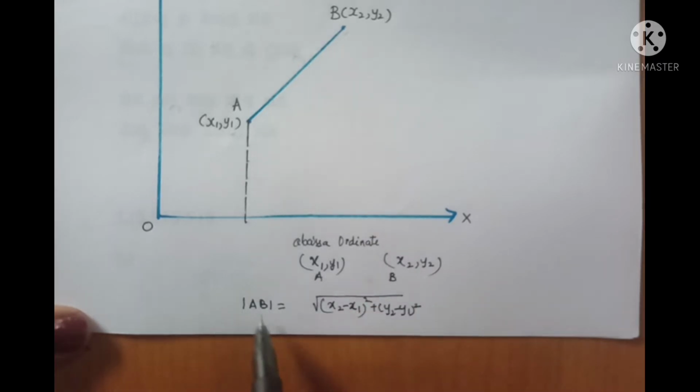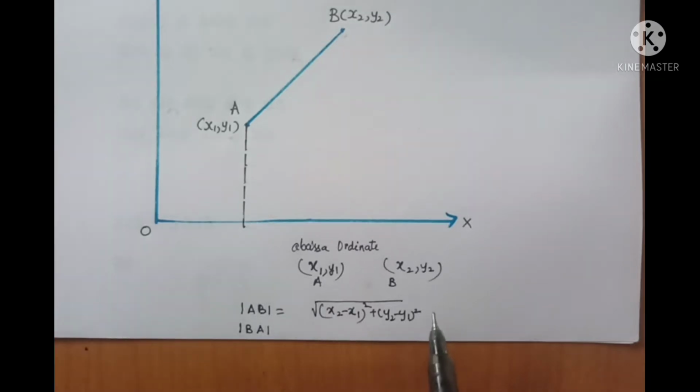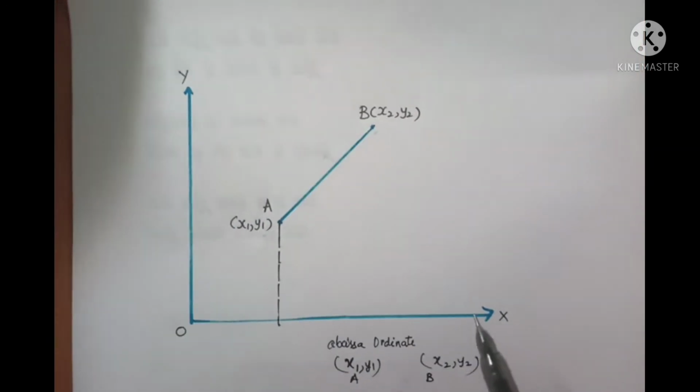Now this distance AB, we take only the magnitude. So AB and BA are one and the same thing. Let's see how we get this formula and get to its derivation.